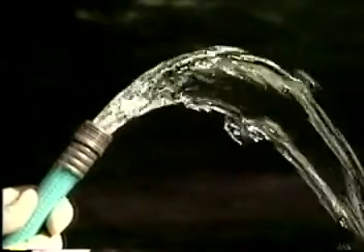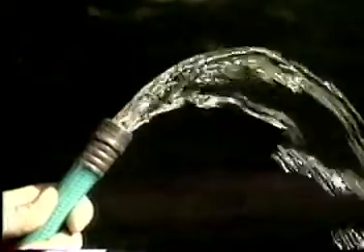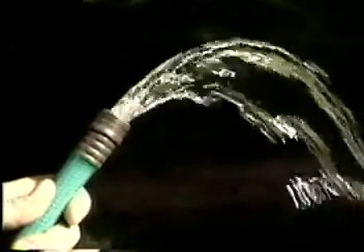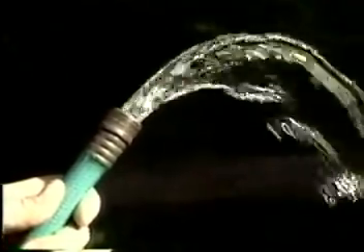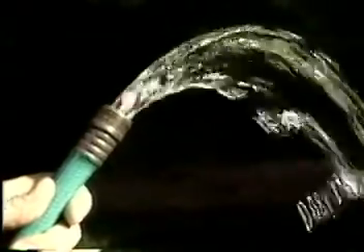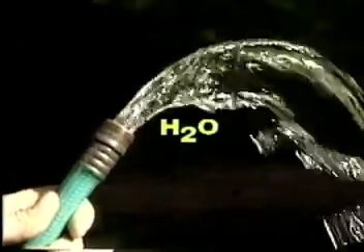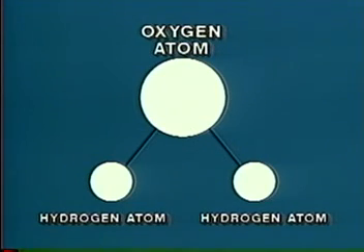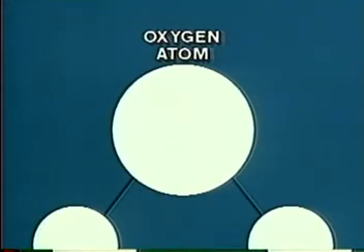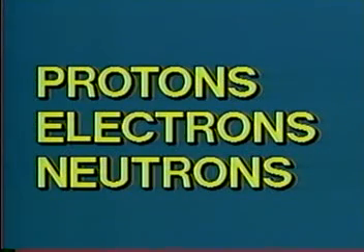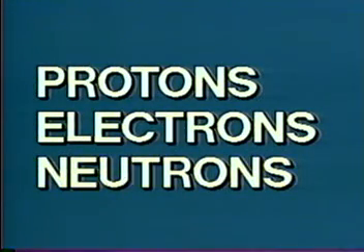For example, a drop of water is actually made up of billions of invisible water molecules. The chemical formula for a molecule of water is H2O. That is, 2 atoms of hydrogen and 1 atom of oxygen. Yet the atoms themselves are made up of even smaller particles. These subatomic particles are called protons, electrons, and neutrons.